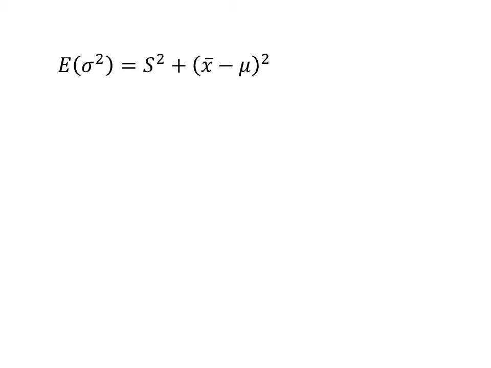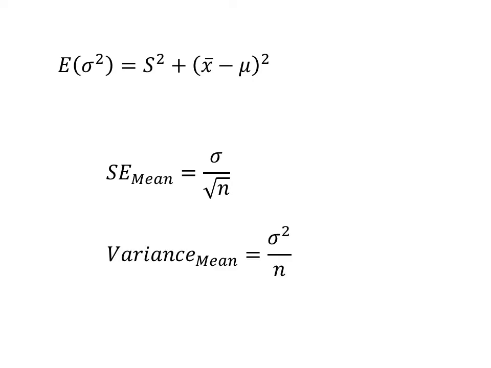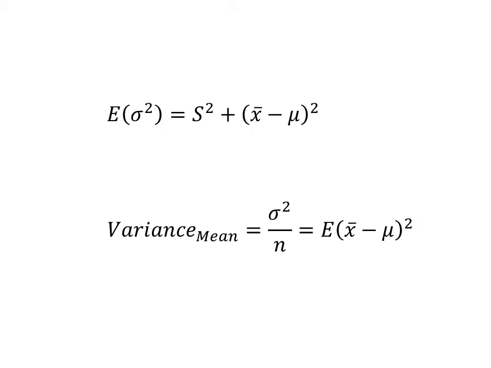Now remember, the standard error of the mean, the standard deviation of means for an infinite number of samples size n from the population, is sigma divided by the square root of n. We can square that to obtain the variance of the mean. Another way of thinking of the variance of the mean is that it's the expected squared difference between a sample mean and the population mean.